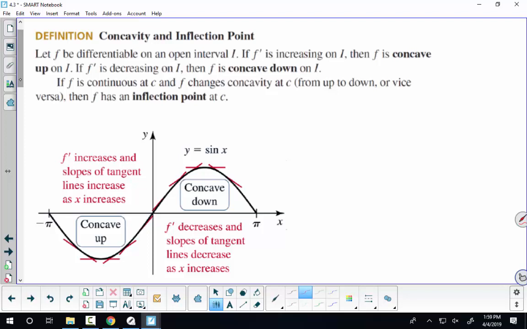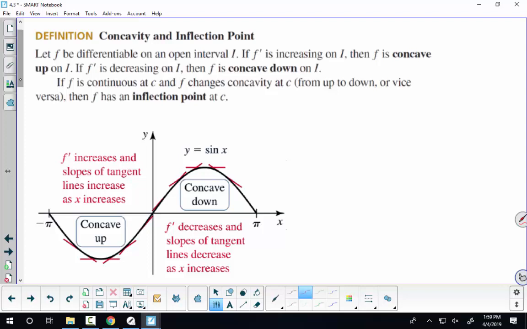So the definition of concavity, notice how it's defined. It says that if the first derivative, if f prime is increasing, it's concave up. So concavity is described in terms of the first derivative. Where the first derivative is increasing, or where the first derivative is decreasing, you have the function itself, f of x, is concave down. So there's just a diagram to show that.